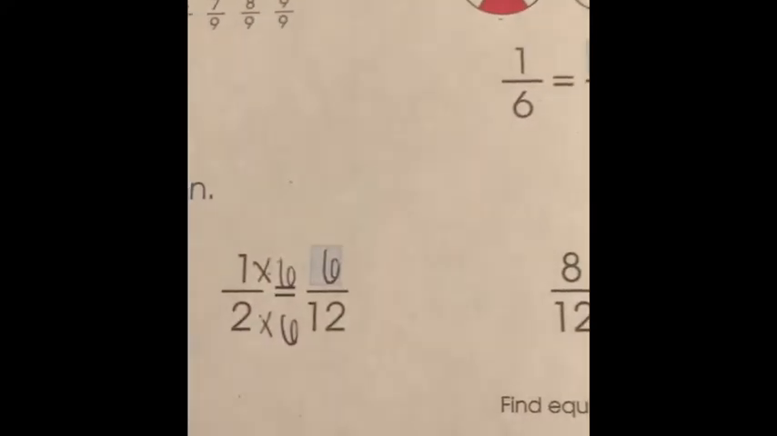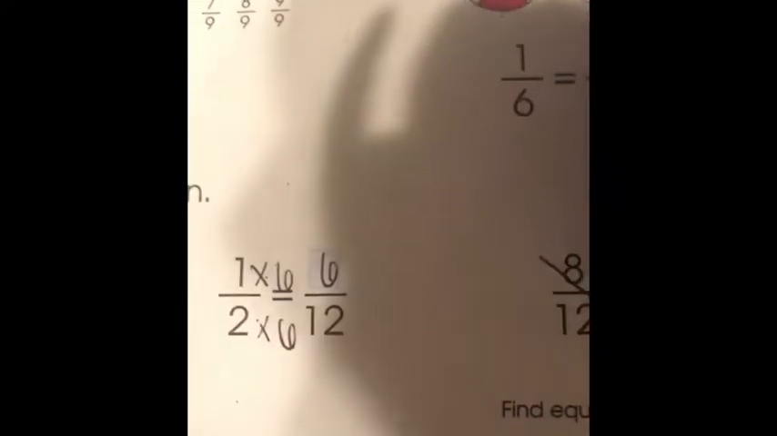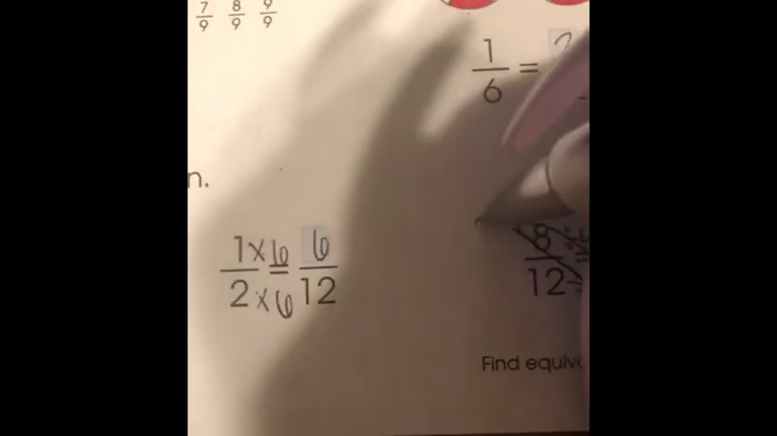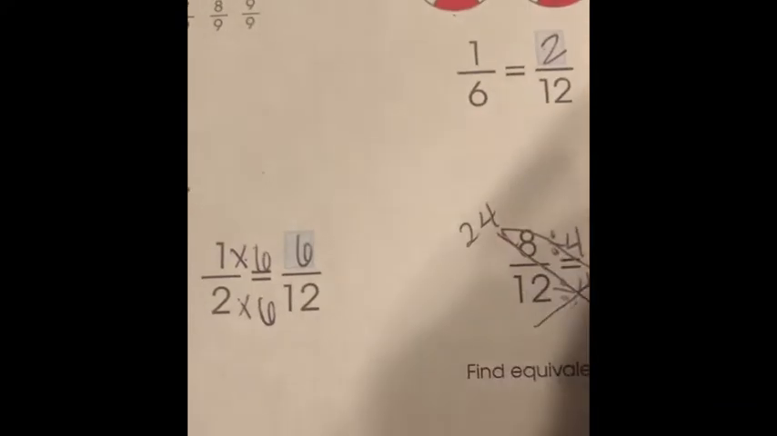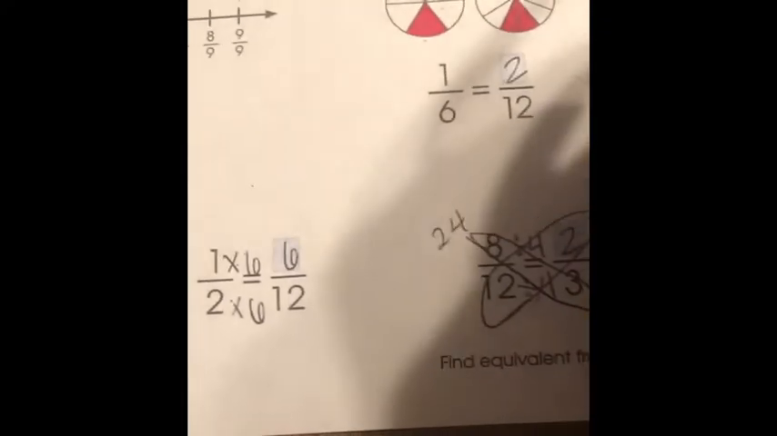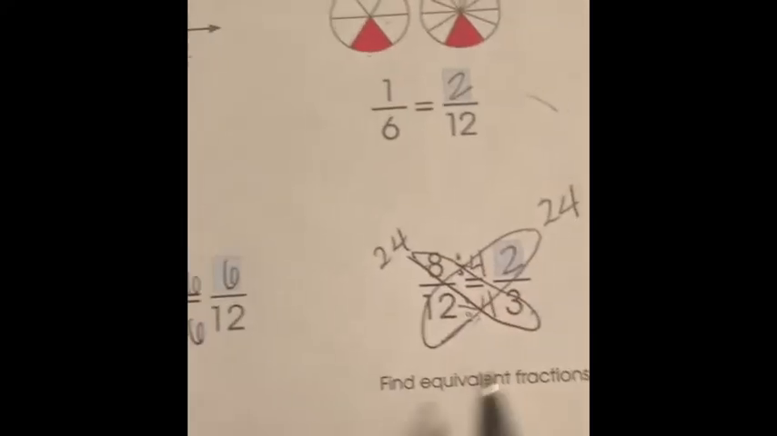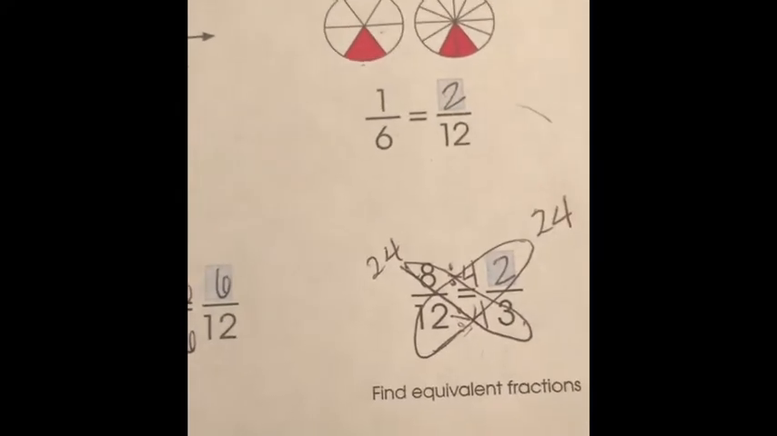I just want to double check my work. And so I am going to multiply 8 times 3, and that's going to give me 24. 12 times 2 is also going to give me 24. This here lets me know that these are equivalent fractions.